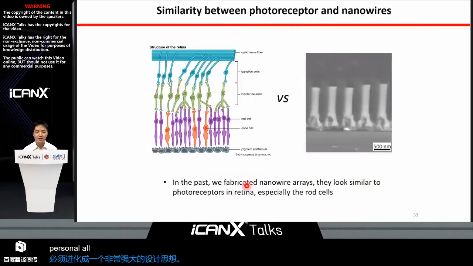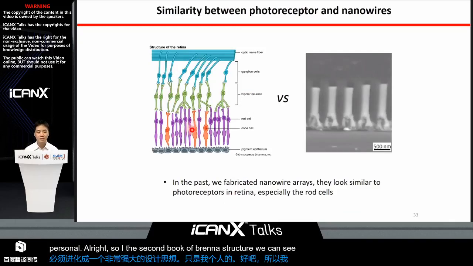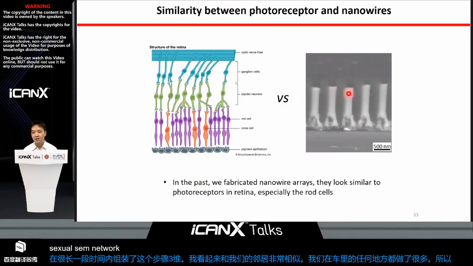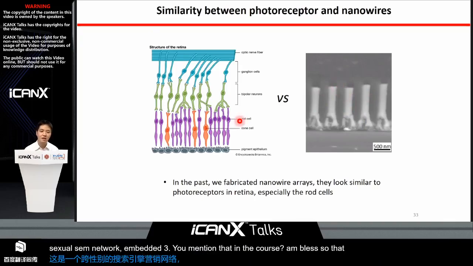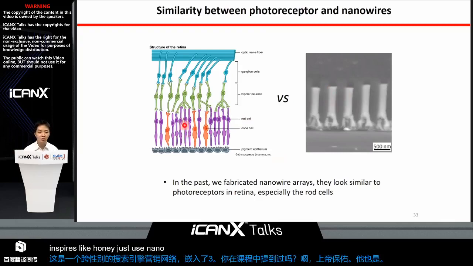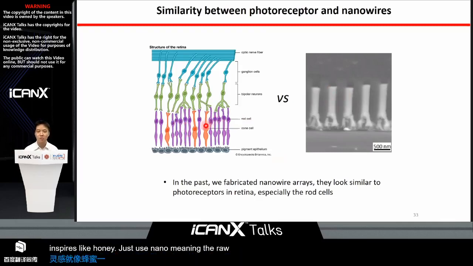All right. So if we take a second look at the retina structure, we can see this three-dimensionally assembled, integrated rod cell and cone cell that look very similar to our nanowires. We made many nanowire arrays in the past. So this is a cross-sectional SEM of a nanowire array, three-dimensionally embedded in a porous template. That gave us the similarity and inspired us. Why can't we just use a nanowire array to mimic the rod cell and the cone cell? Because both of them can generate electrical signal, photoelectric signal.